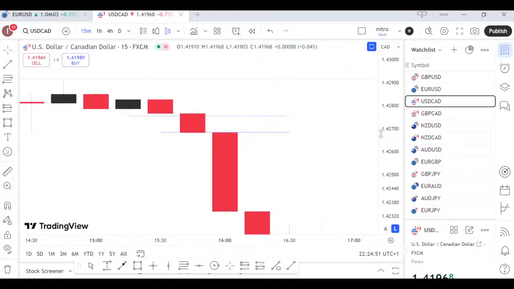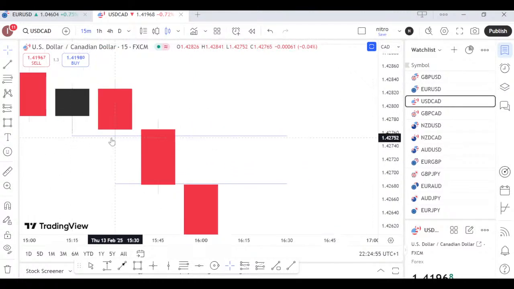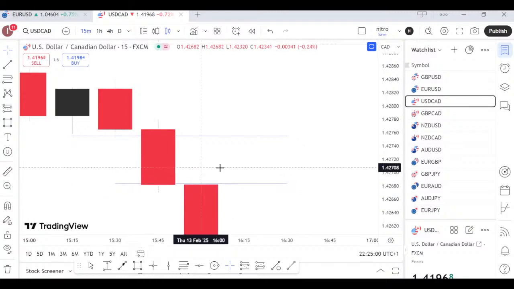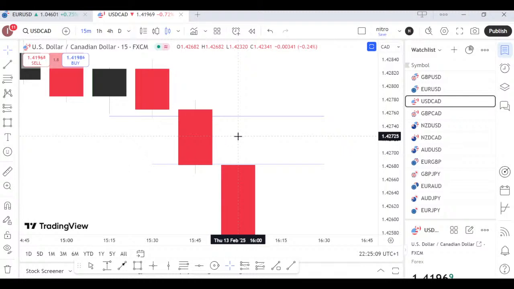Good. So you see, this wick did not overlap into this body, and this one did not overlap into this body. There is this space here. This space is an imbalance that we call a fair value gap, where we expect price to come in here later in the future and then continue moving.